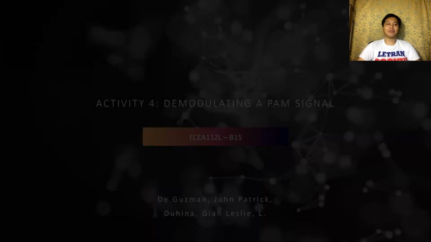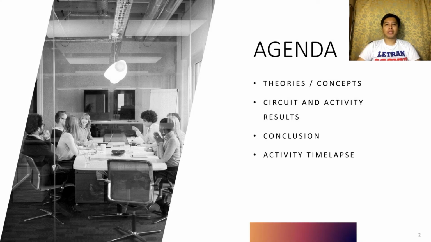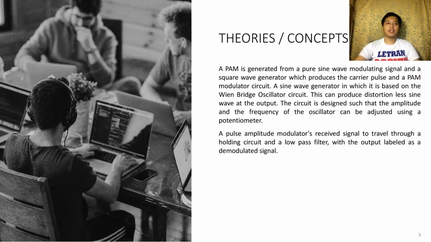This documentation will be separated into four agendas: theories and concepts, circuit and activity results, conclusion, and activity time lapse. A PAM signal is generated from a pure sine wave modulating signal and a square wave generator, which produces the carrier pulse, and a PAM modulator circuit.